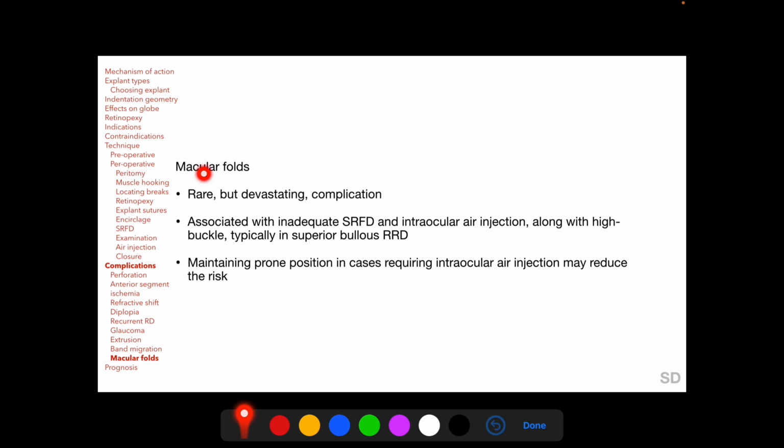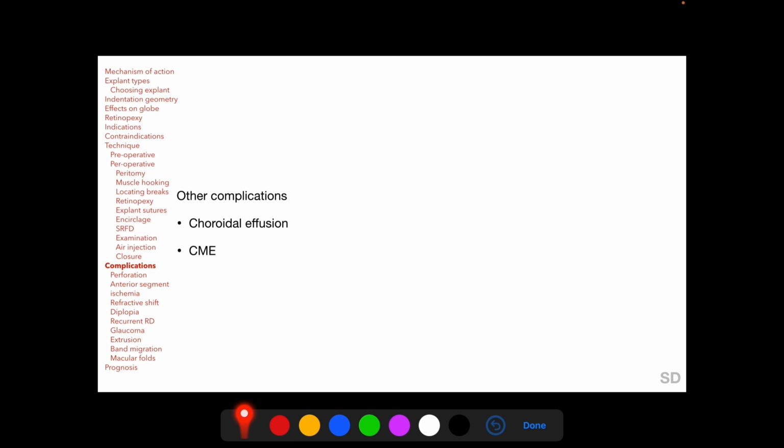Occurrence of macular folds is a rare but devastating complication which occurs typically in patients with superior bullous rhegmatogenous retinal detachment following inadequate subretinal fluid drainage or intraocular air injection along with a high buckle. Other complications of scleral buckling surgery include choroidal effusion and cystoid macular edema.